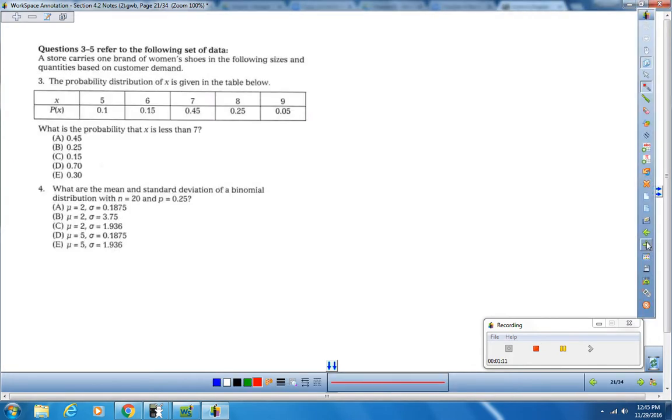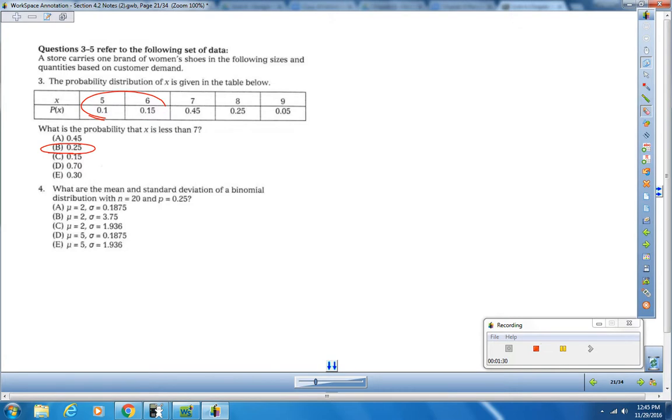Okay, these two both, it's kind of weird, it says refer to 3 through 5, but it's actually just 3 and 4 that use this data. It says, what's the probability that x is less than 7? Again, less than 7 would be only 5 or 6. So when I add those two together, I get 0.25, and that's what number 3 is.